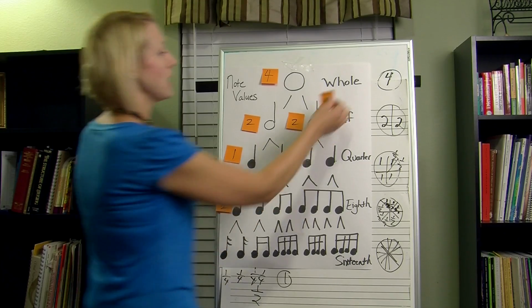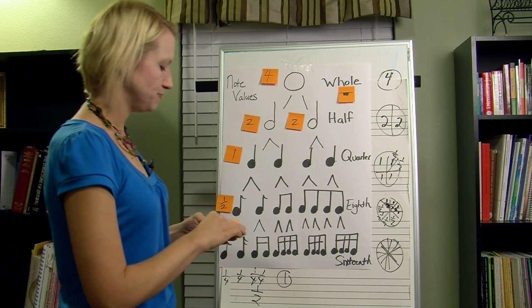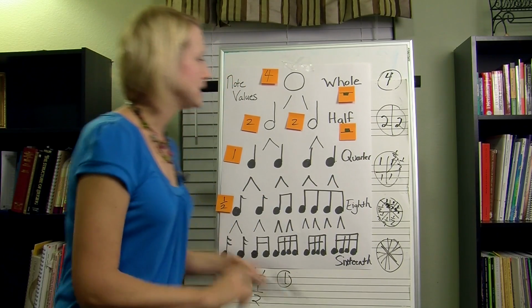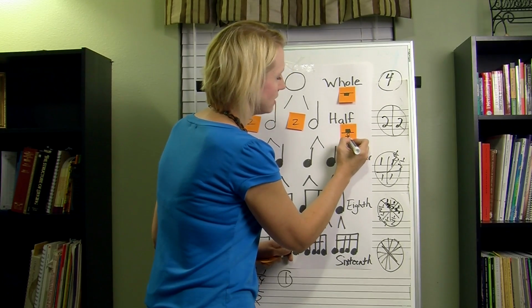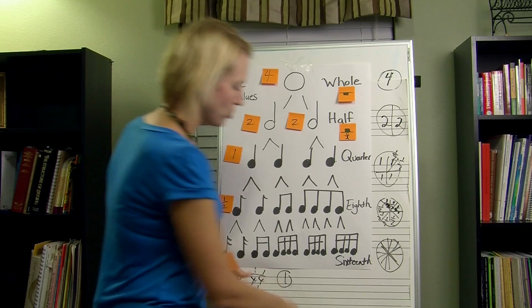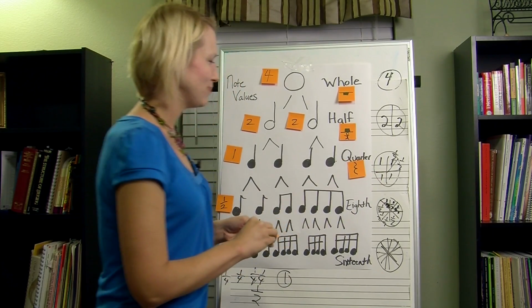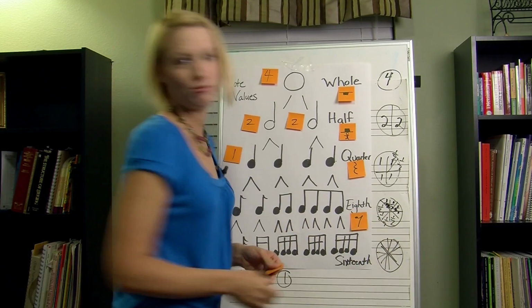So the whole rest, I always say, looks kind of like a hole in the ground. Also 4 beats of silence. Half rest kind of looks like a little guy's hat. Usually I draw this little guy. So there's his little top hat, okay? Quarter rest, squiggly line is what I usually say, or kind of like a lightning bolt. Eighth rest, I always say it kind of looks like a funky 7 with a blob on it.